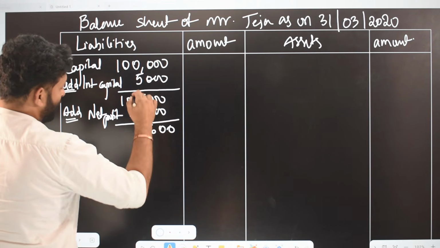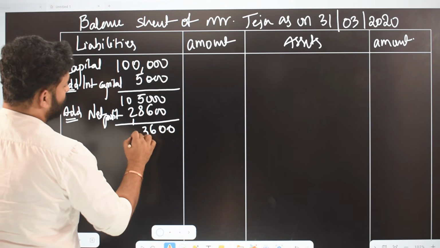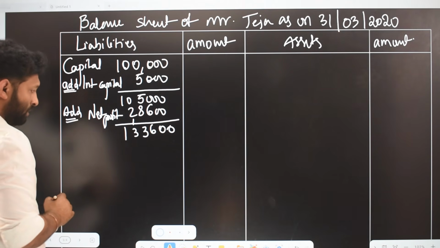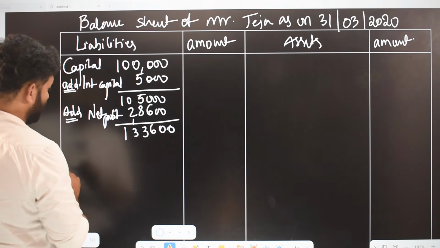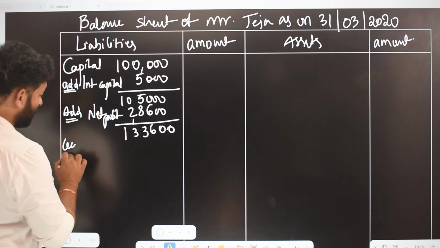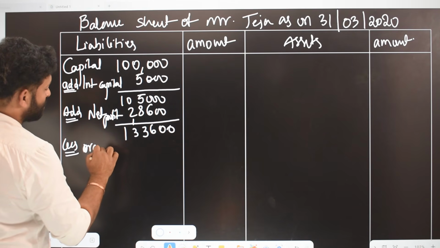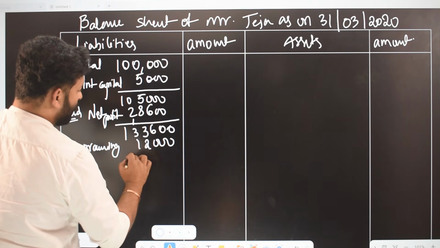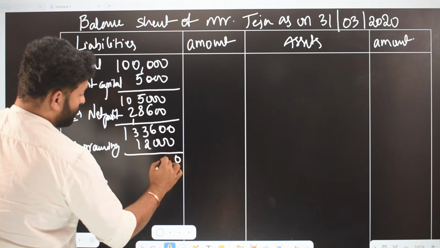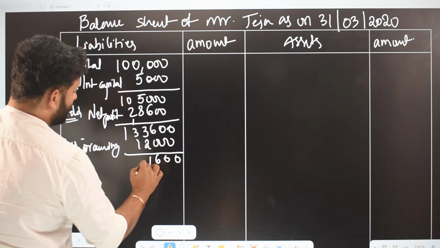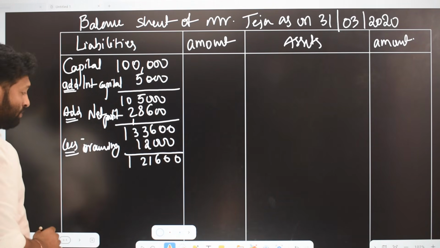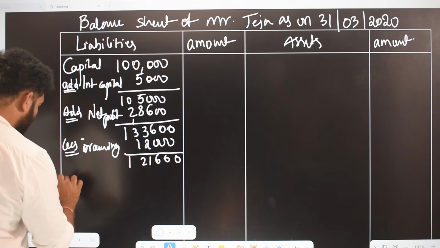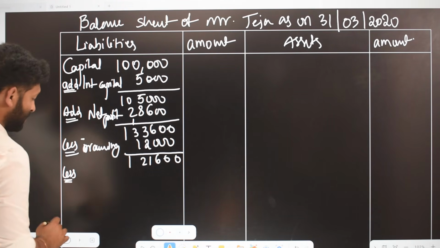This is 1,33,600. Now less drawings. We have drawings of 12,000. Less the drawings 12,000. That gives 1,21,600. Yes, we have an interest on drawings of 600.